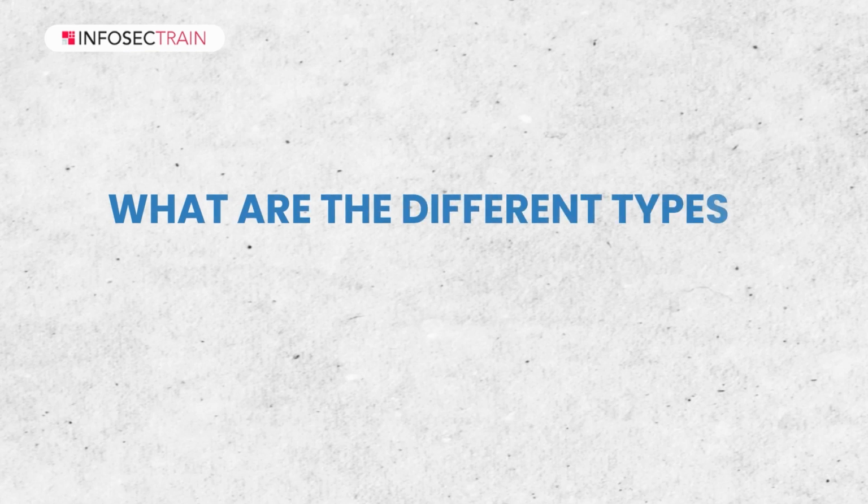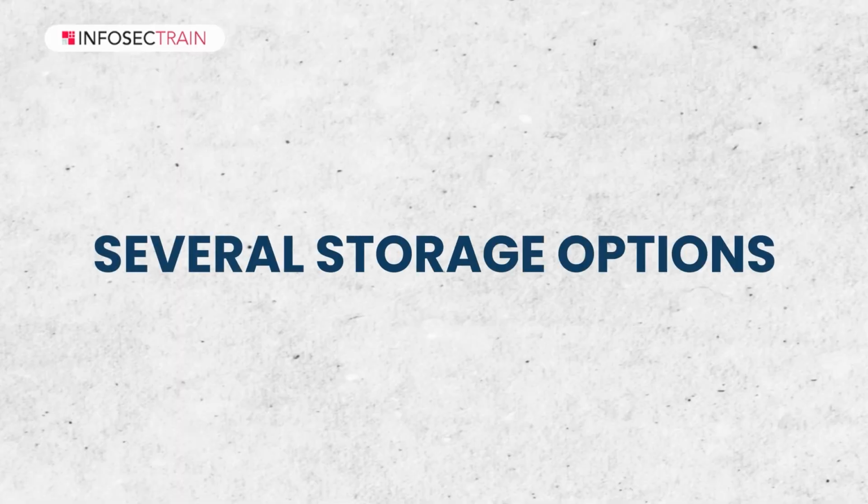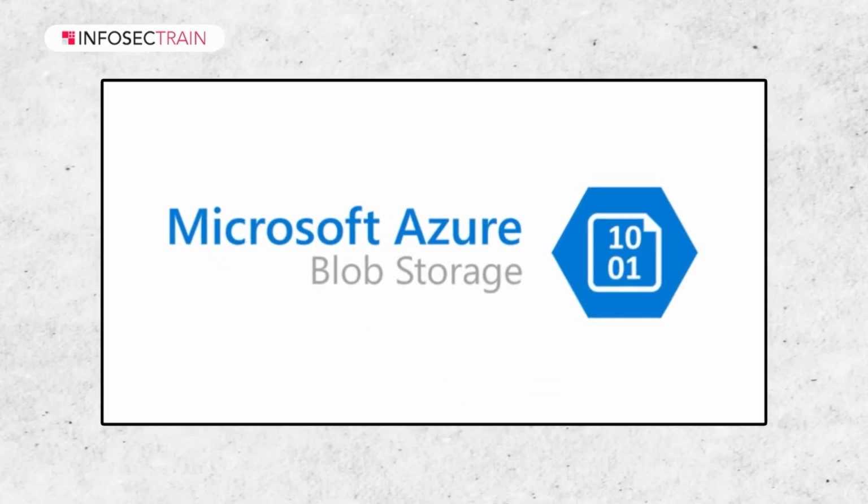What are the different types of storage options available in Azure? And when would you choose one over the other? So simply you can say that Azure offers several storage options to cater to diverse business needs. So we will explore some of those and understand each one of them. There is Azure Blob Storage, which is ideal for storing unstructured data like images, videos, backups. It is highly scalable and cost effective, and it is suitable for content distribution.